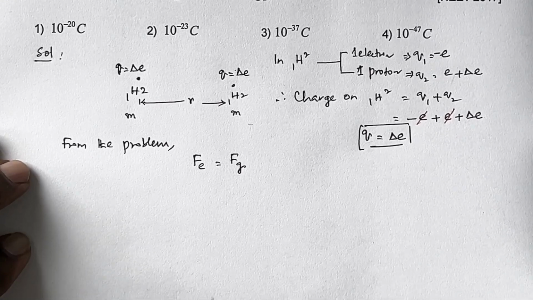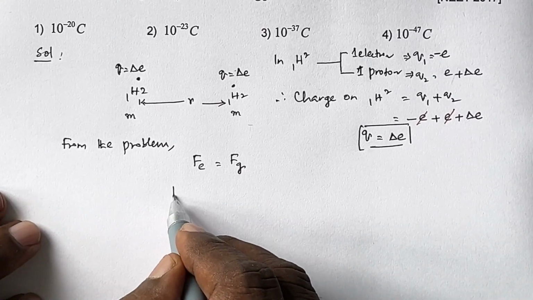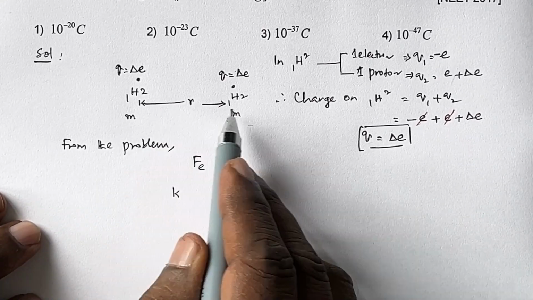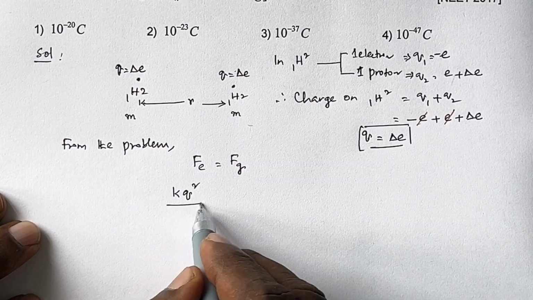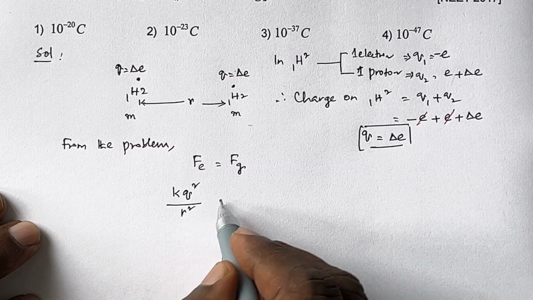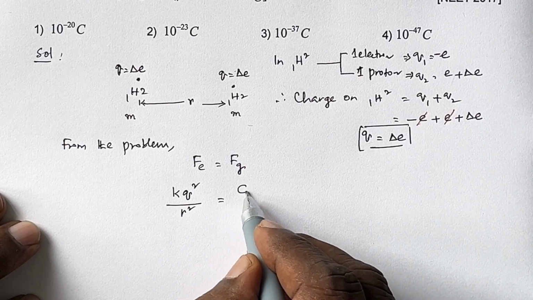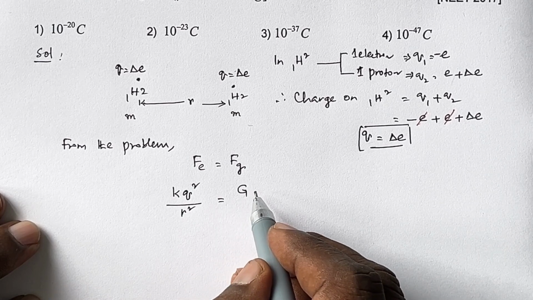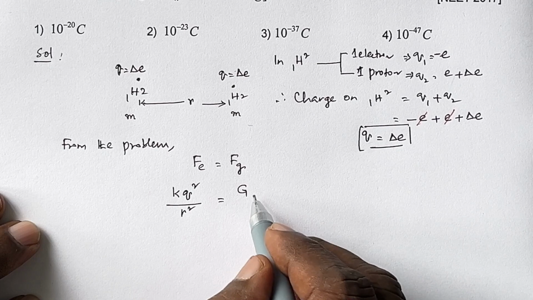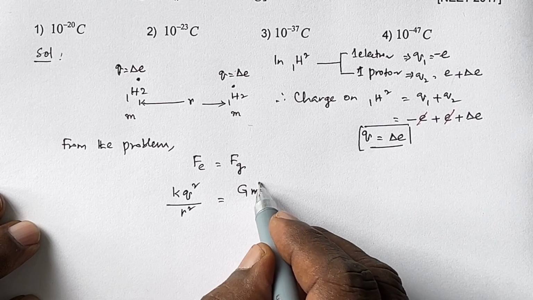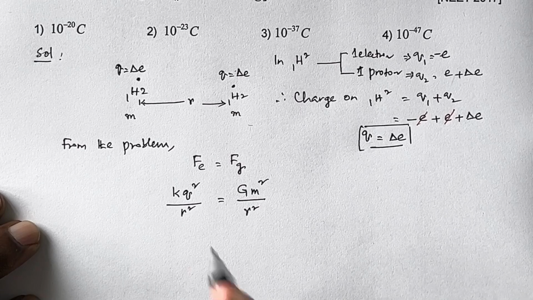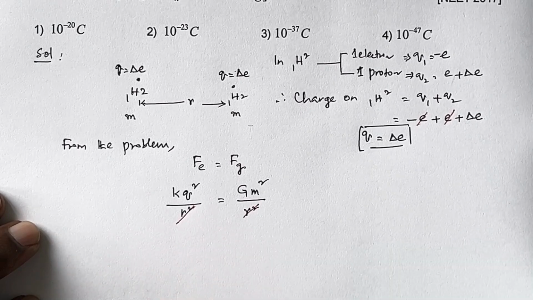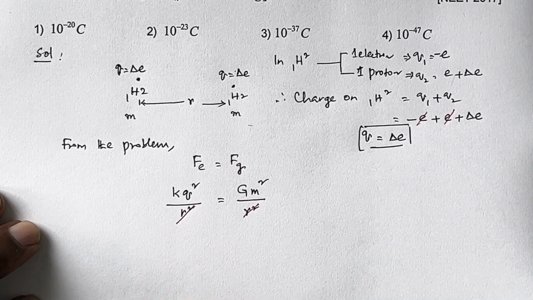Right, Fe formula K. Both are hydrogen atoms only, so both charges are equal, so K q square by distance r square is equal to capital G gravitational force formula m1 m2. Both masses are the same, both are hydrogen atoms only, so m square by r square. So r square cancels. So let us write the values.